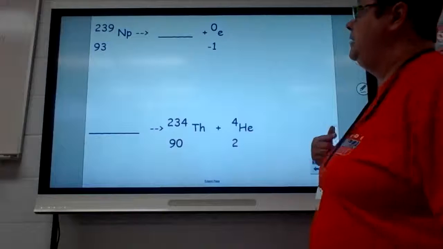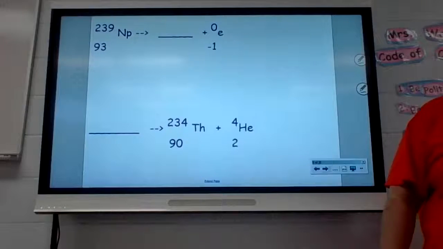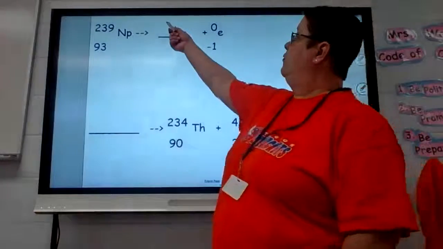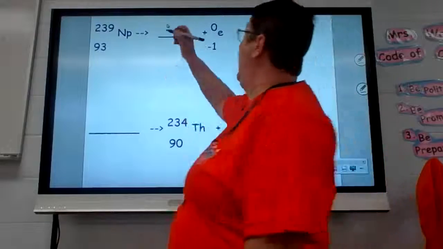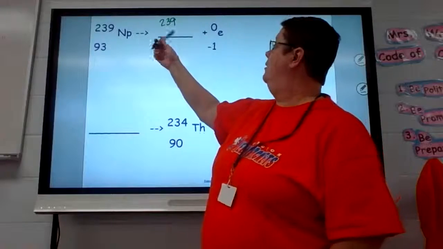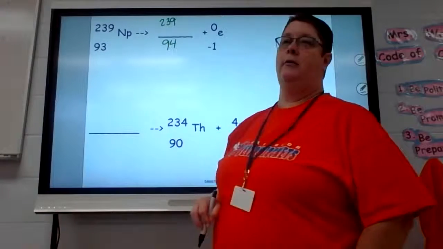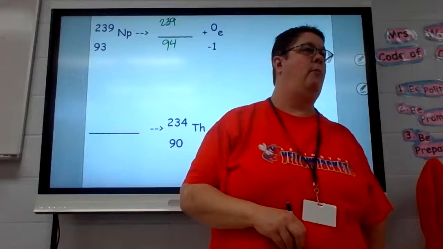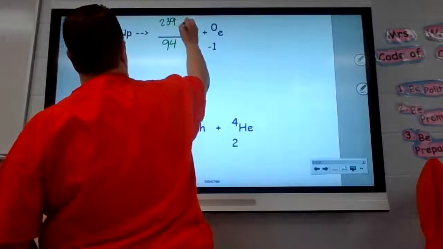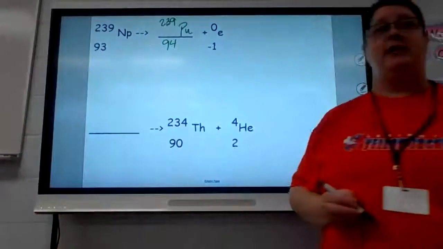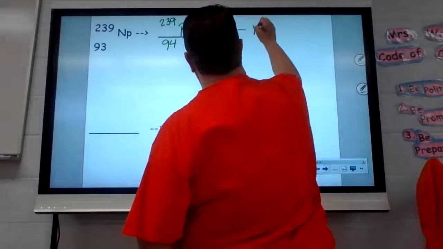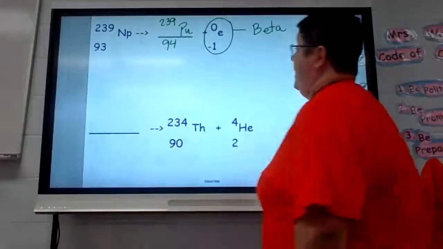All right. So if we do this one, what would we do on the top line? What number would we need for atomic mass? 239. All right, what number would we need to go here? All right, and what element would it be? Plutonium, so Pu. All right, what kind of decay would this be? It would be beta. We know it's beta because this right here is a beta particle, so that's beta decay.